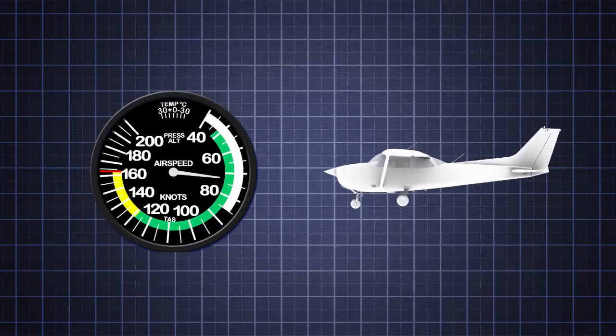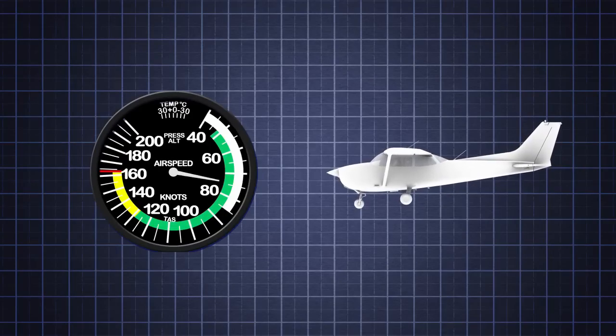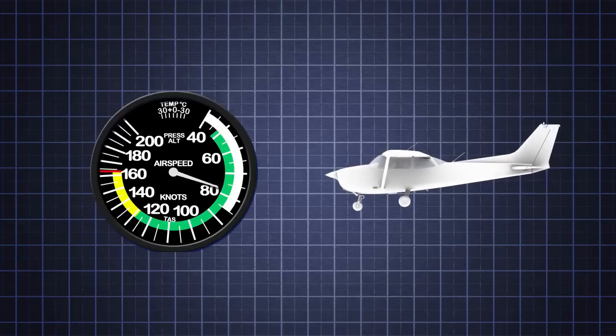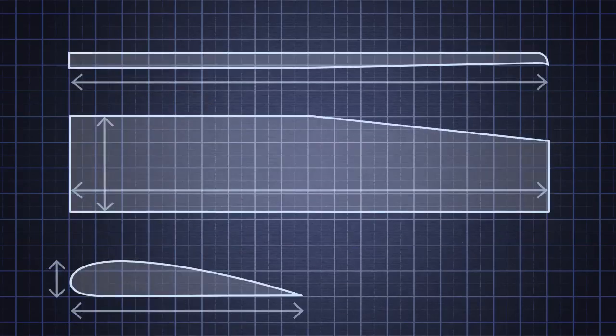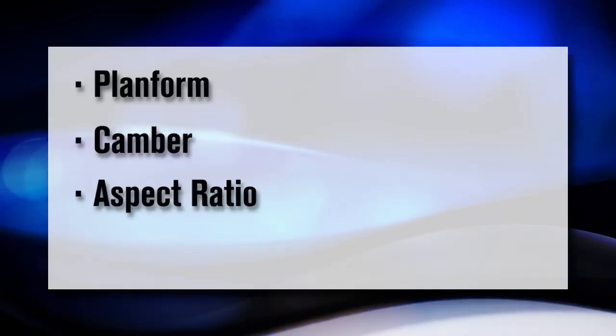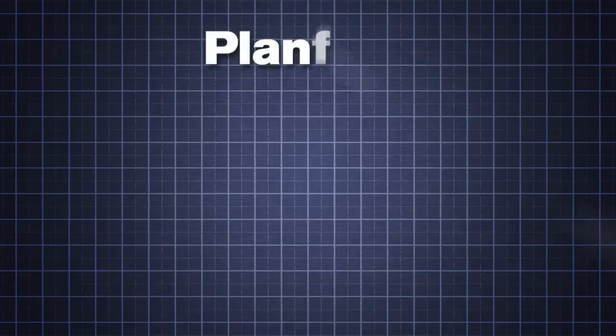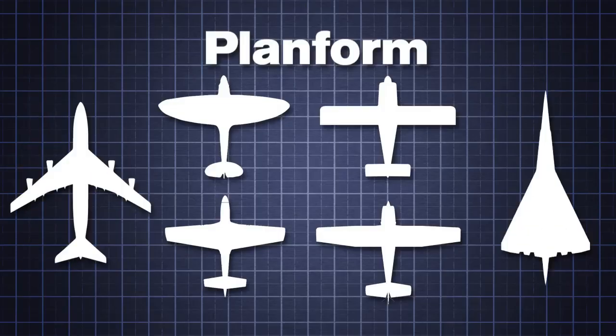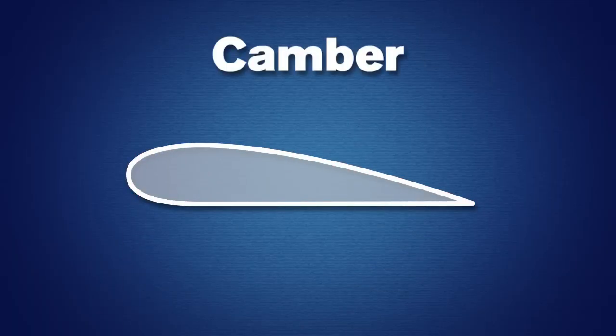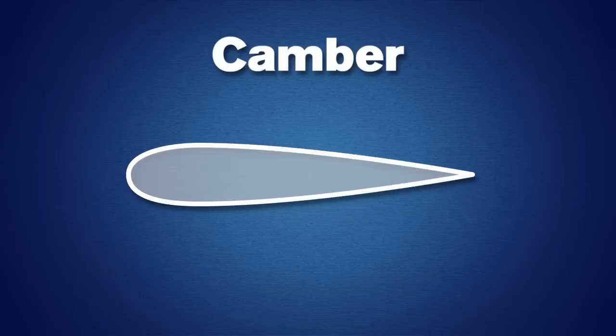In addition to the aircraft's airspeed and angle of attack, there are other factors that affect the amount of lift created by the wings. However, the pilot does not have control over these factors. These factors have to do with the design of the wing itself and consist of the wing's planform, camber, aspect ratio, and wing area. The wing's planform refers to the shape of the wing when viewed from above. The camber is the curvature of the wing. A wing with zero camber would be considered symmetrical about the chord line.